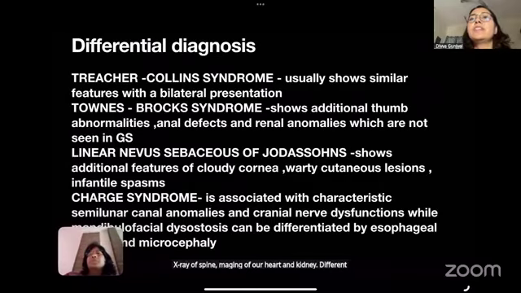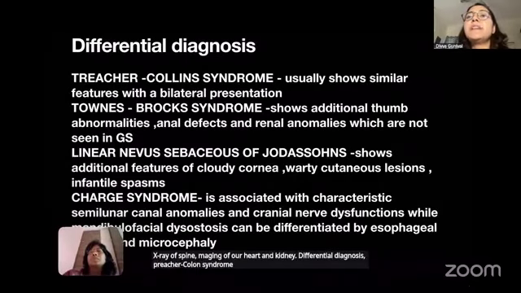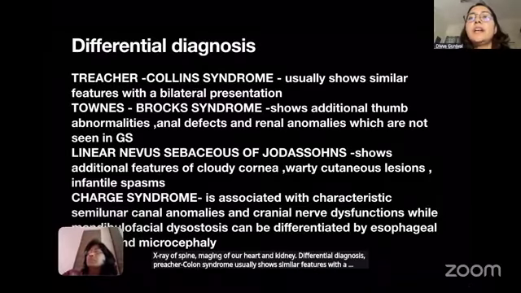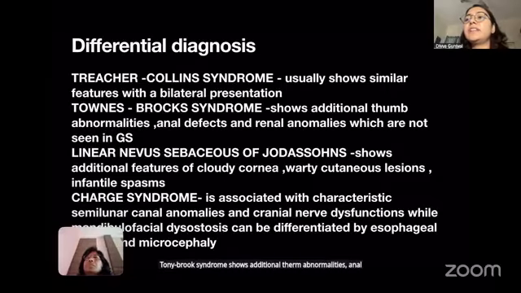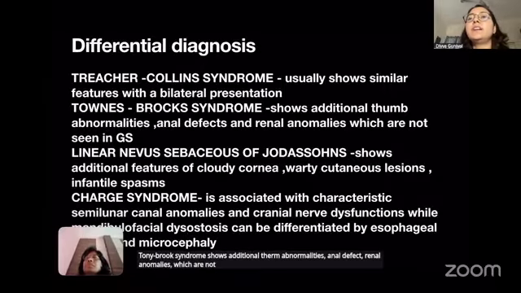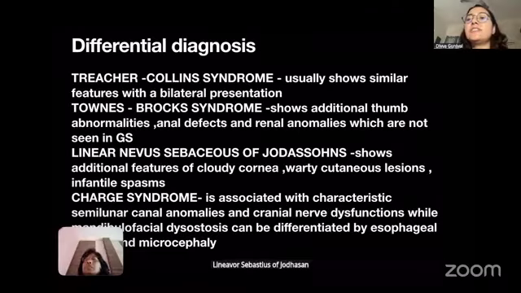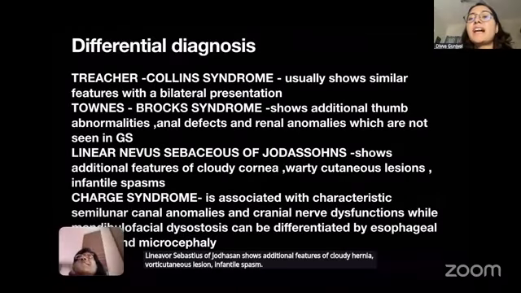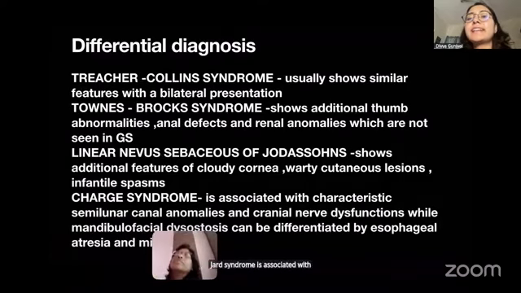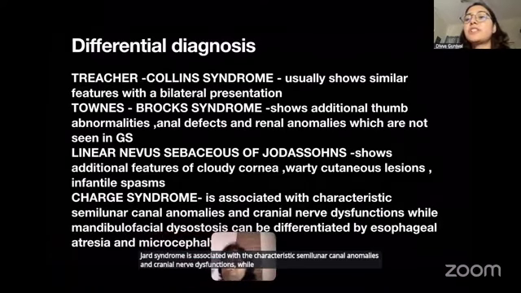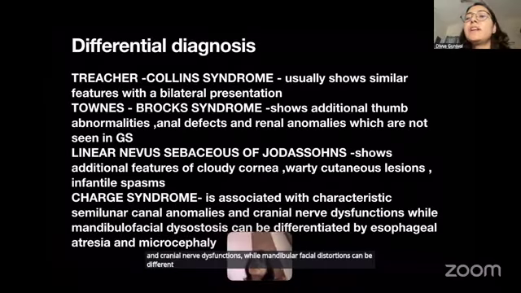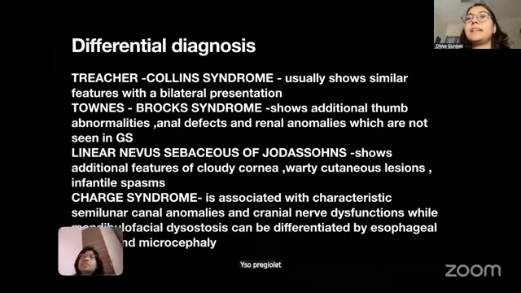Differential diagnosis: Treacher Collins syndrome usually shows similar features with a bilateral presentation. Donnai-Barrow syndrome shows additional thumb abnormalities, anal defects, renal anomalies, which are not seen in Goldenhar syndrome. Linear nevus sebaceous of Jadassohn shows additional features of cloudy cornea, cutaneous lesions, infantile spasm. CHARGE syndrome is associated with characteristic semicircular canal anomalies and cranial nerve dysfunctions, while mandibulofacial dysostosis can be differentiated by esophageal atresia and microcephaly.